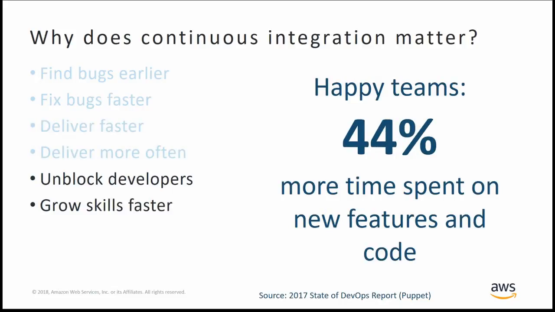The final theme here is really the team. So continuous integration unblocks developers to do what they love doing best, which is coding. So it unblocks developers and it grows their skills faster because as they're going around that continuous integration wheel, they're getting feedback to help them make better changes in the future. So this results in happy teams. 44% of these teams, they get more time to spend on new features and code. So these teams are super happy because they're getting to do what they love.